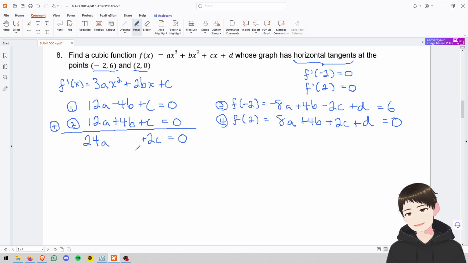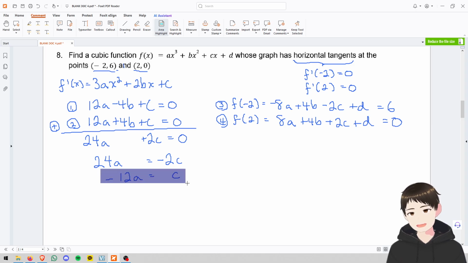Let me bring it to the other side. 24a equals negative 2c. Dividing both sides by negative 2, I have c equals negative 12a. Would you look at that? If I know what c is, I know what a is. And if I have a, then I have c. Okay? This is cool. I'm actually going to take this and plug it back in here.